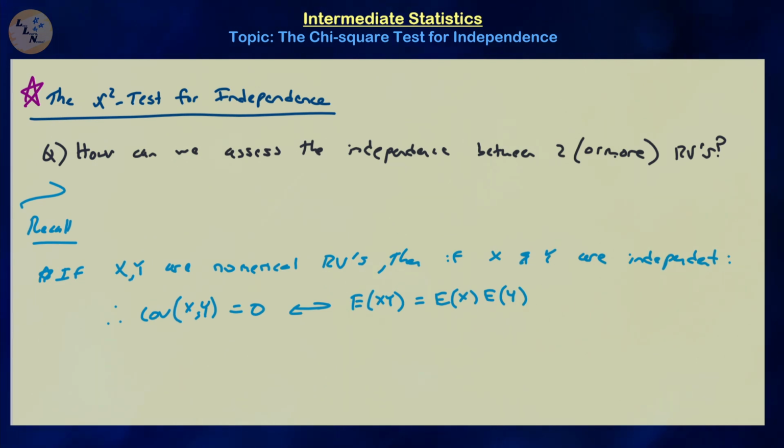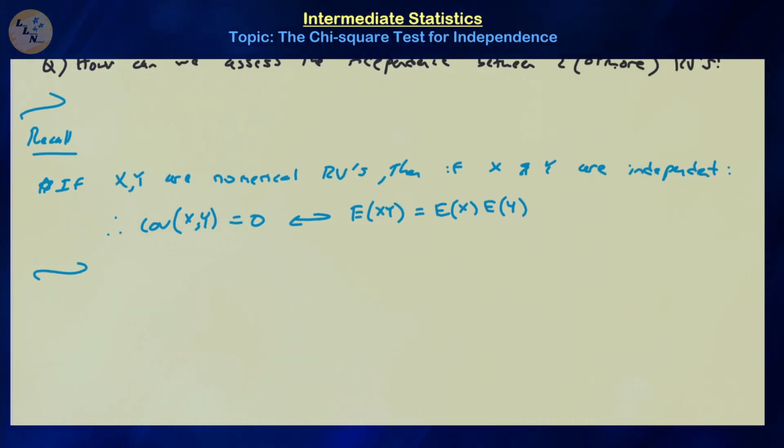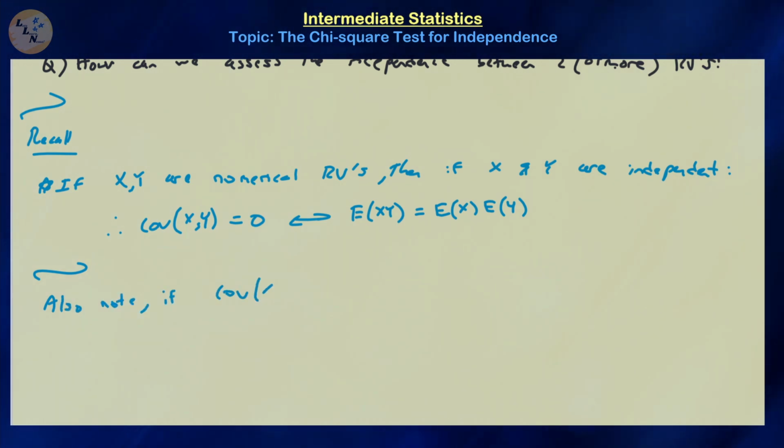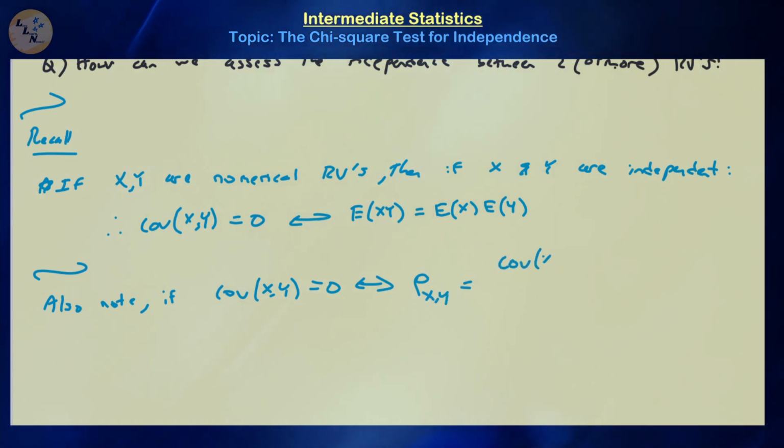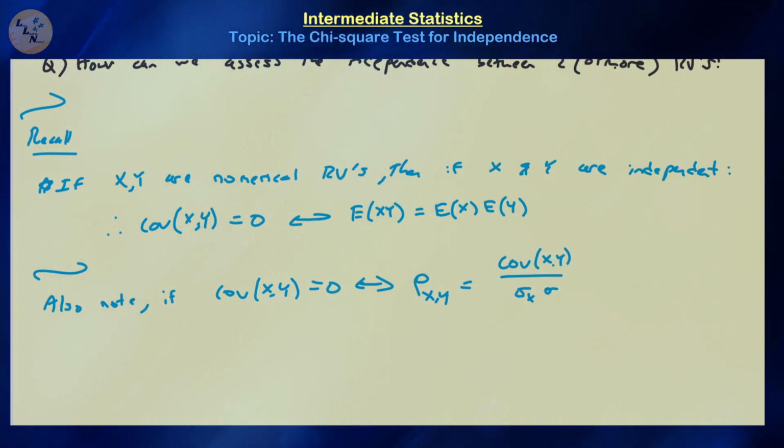Also note that this gives us another relationship. If the covariance between these variables is equal to 0, then this implies, biconditionally, that the correlation between these two variables, which is just equal to the covariance divided by the product of the standard deviations of those two random variables, is also going to be equal to 0.